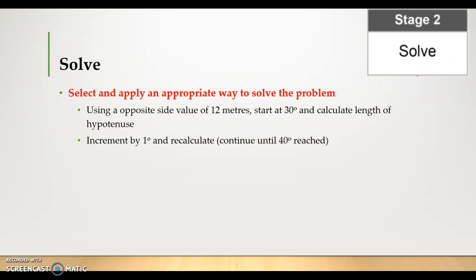So I'm going to select and apply now, and I'm going to use the opposite side value of 12 metres and start at 30 degrees and calculate the length of the hypotenuse using sine equals opposite over hypotenuse. And once I've done that once, I'll increase my angle from 30 to 31 degrees and recalculate it and do it again for 32, 33, right through to 40. You'll notice straight up that this is the same calculation performed 11 times.